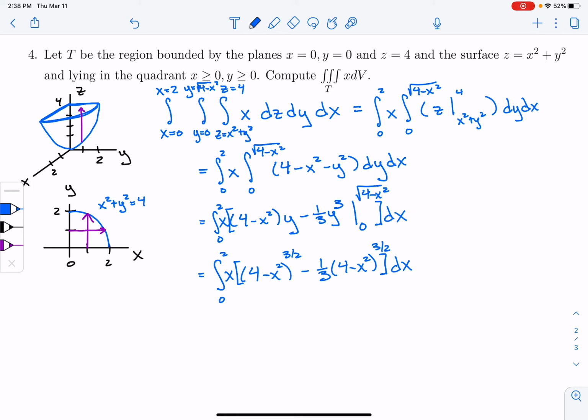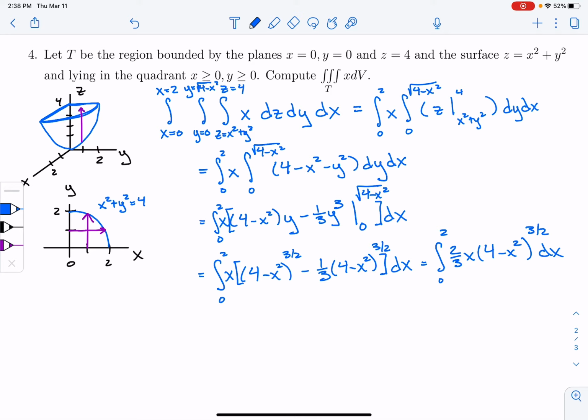Okay, so I'm going to get the integral from 0 to 2 of x times, and then I've got a whole 4 minus x squared to the 3/2 minus 1/3 (4 minus x squared) to the 3/2. So in fact, that's going to be 2/3 x (4 minus x squared) to the 3/2 dx. Okay, so one more integral to go.